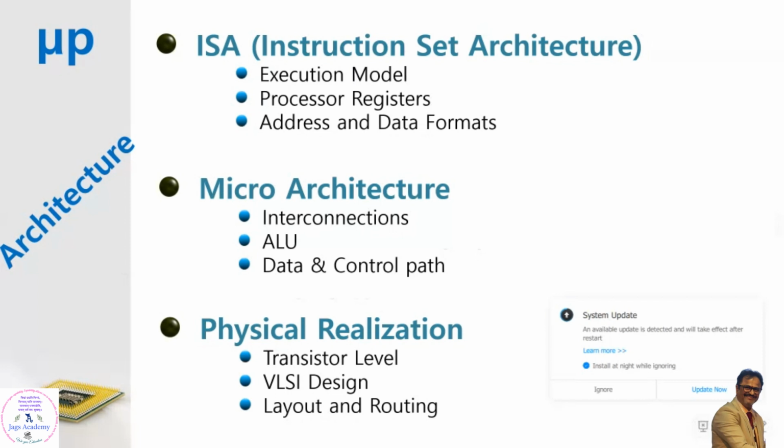Then one more level, still going down. How are the gates used in the registers, how are the flip-flops used in the registers, designed using transistors? That is called physical realization. This can be done only by VLSI engineers. The person working with the microprocessor at this level will not bother about other things. He will just design a circuit. He will just think of how to reduce the size of the transistor, and how to increase the speed of processing by transistor sizing. So these are the different levels of abstraction you use when you study a microprocessor.